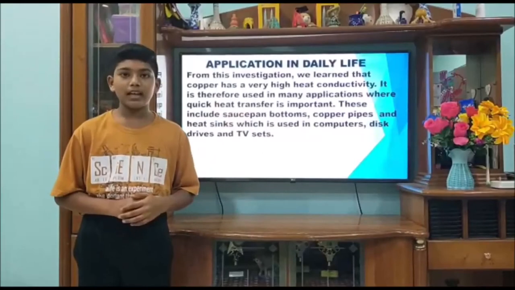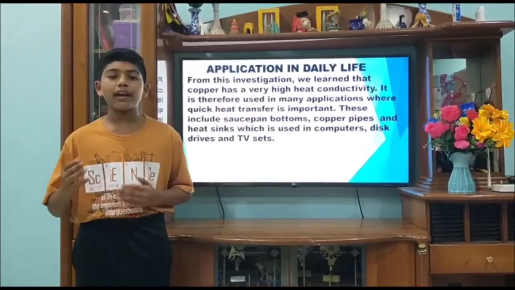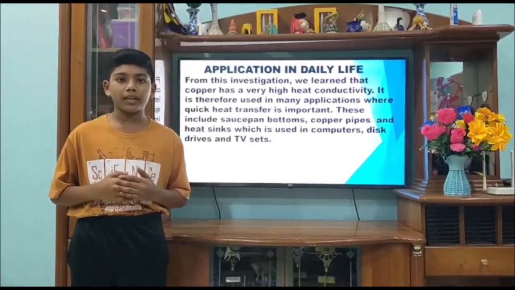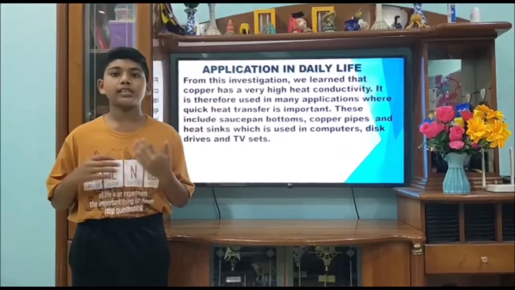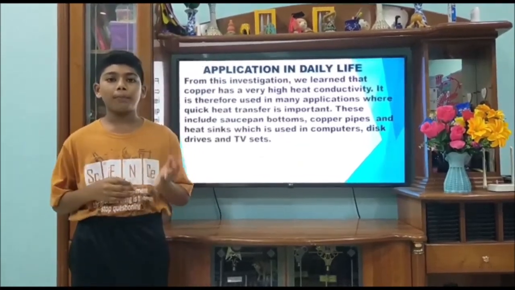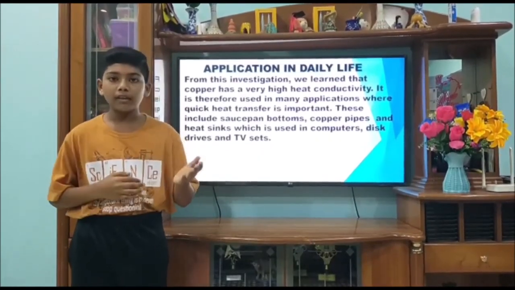Application in daily life. From this investigation, we learned that copper has a very high heat conductivity. It is therefore used in many applications where quick heat transfer is important. These include saucepan bottoms, copper pipes and heat sinks, which are used in computers, disk drives and TV sets.